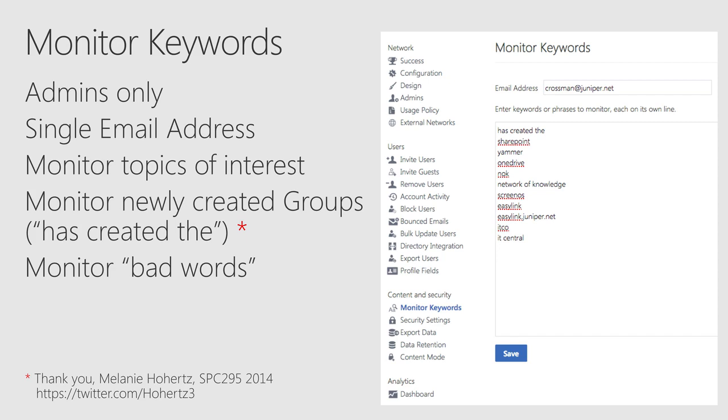You can also use this feature to monitor when new groups are created in your network. So anytime that someone creates a group in Yammer, a post is created that says Kevin Crossman has created the, and then the name of the group. So I can monitor anytime someone creates a new group. And that's super useful for me as the community manager, the network admin, to be able to see what's going on with that group.